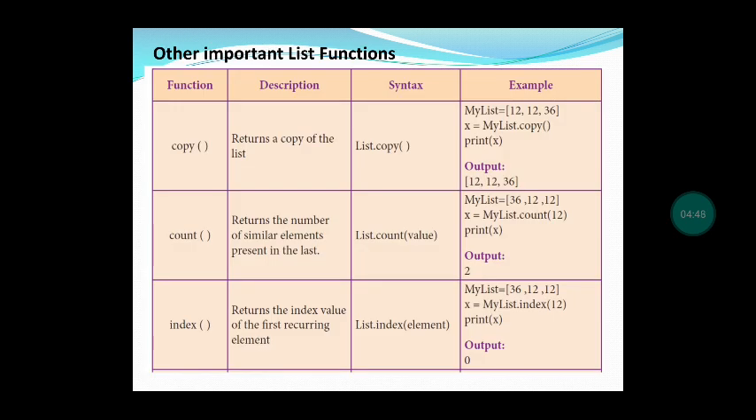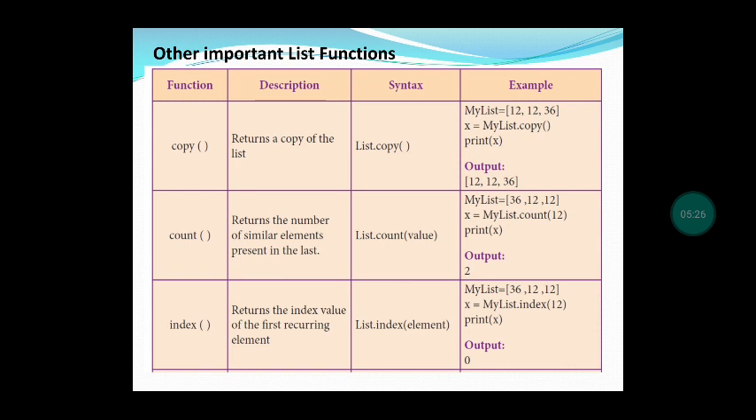Then some of the list functions available in Python are copy, count, index, min, max, sum and reverse. We are going to see about the copy function in Python first. This copy function returns a copy of the list. The syntax is list.copy. The example given is a list with 12, 12, 36. We are giving mylist.copy and printing the x value. So the list will be copied and printed.